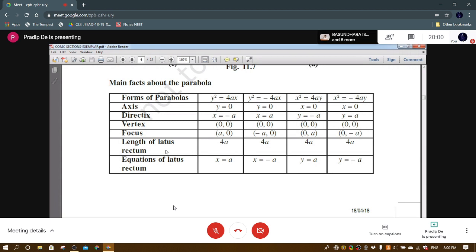Concave downwards parabola. Noted. Any questions? Can we move on to problems now? Yes. Okay. So no doubts, no questions so far? Very good.